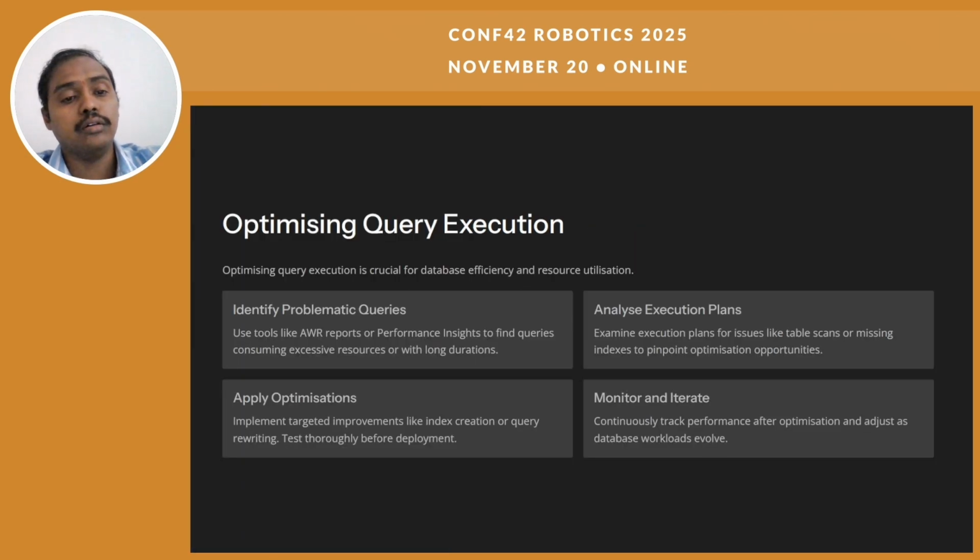Next, query optimization and query execution. Identifying and resolving problematic queries is central to optimization. Using tools like AWR and Performance Insights, you can pinpoint slow queries, review the execution plan, and apply targeted improvements like indexing or query rewriting.